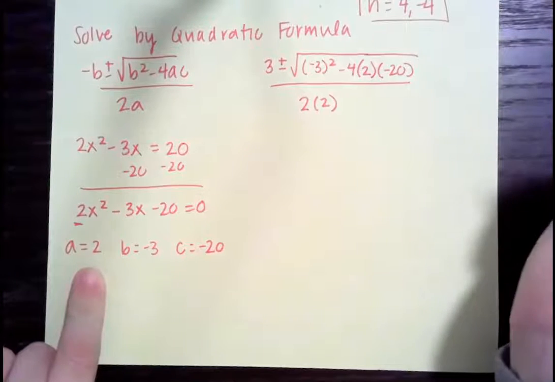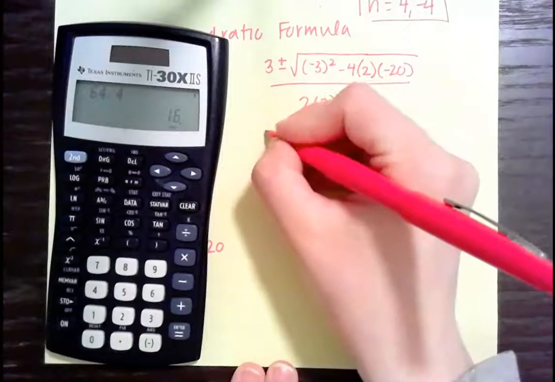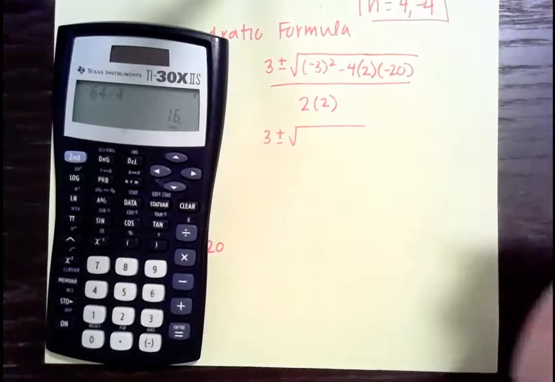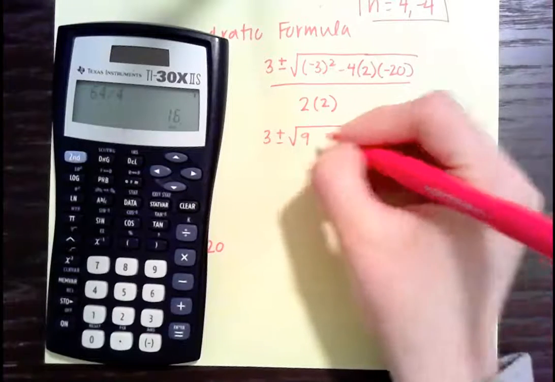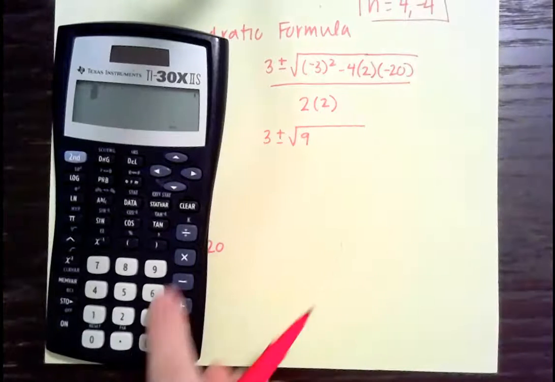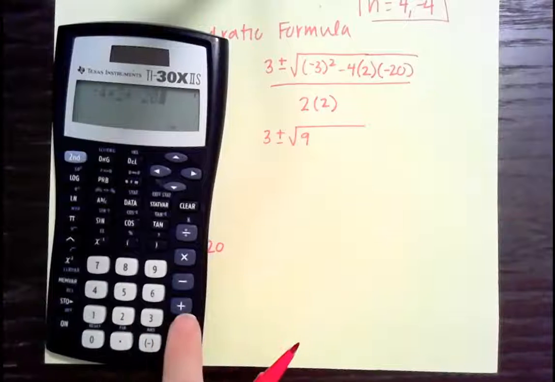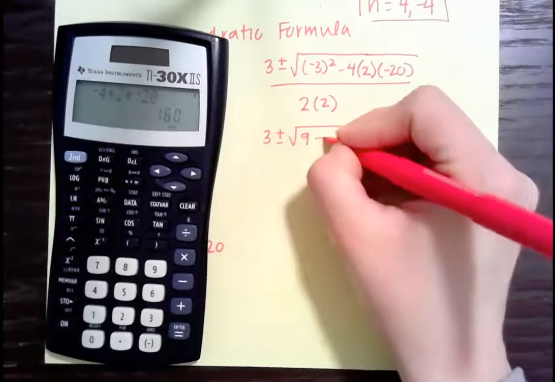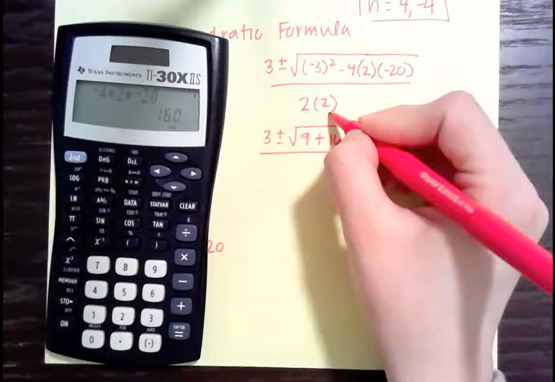Now from here, remember, we just simplify, and we simplify a lot. So we're going to have 3 plus or minus, remember now, negative 3 times negative 3 is a positive 9. Now we're going to take all of this in our calculator. So I'm going to have negative 4 times 2 times negative 20, and we get 160. So plus 160 all over 2 times 2 is 4.